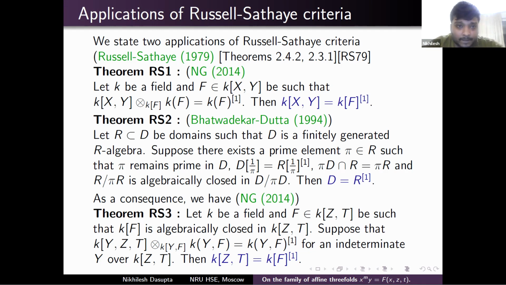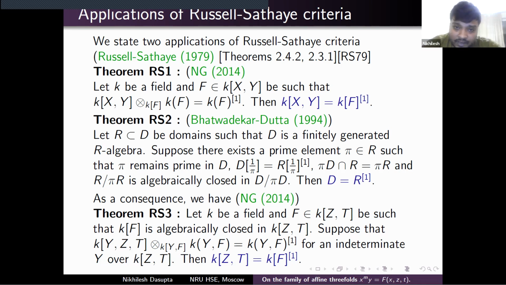So these two theorems are reformulations of results of Russell and Sathaye from 1979 by Neena Gupta and, respectively, Bhattacharya and Dutta. And there is another theorem which Neena Gupta generalized to higher dimensions, which is needed again. So what are these results? These are actually, I will say, quite nice results on their own. One can use them in other areas also.